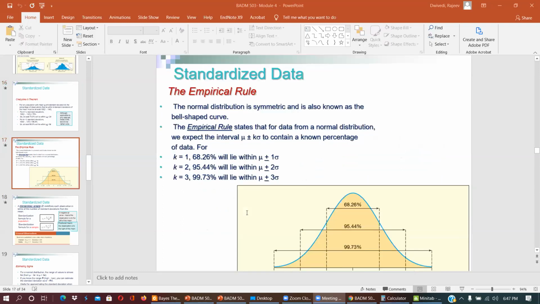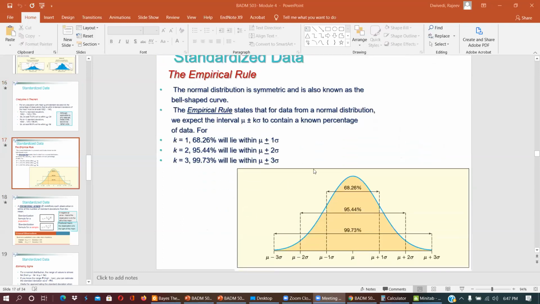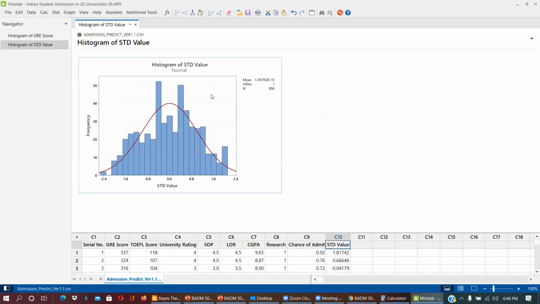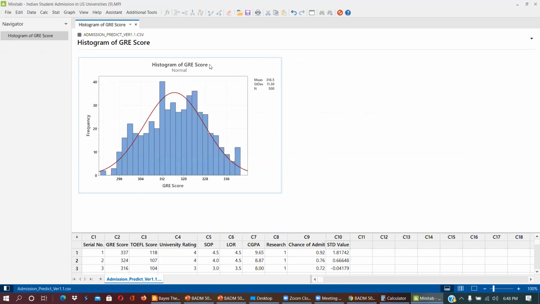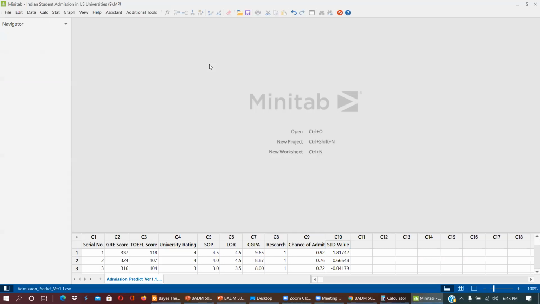So we are going to test ourselves. This is the empirical rule. Within 2 sigma, 68%. Within 4 sigma, 94.44%. And within 6 sigma, how much? 99.73% of data will be there. Now we would like to check practically whether this theorem is good or not. So I'm just going to use the same thing. I'm just going to remove all the things.